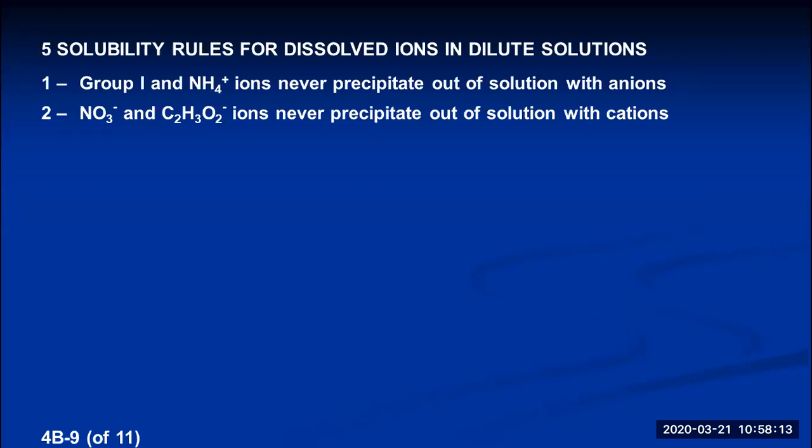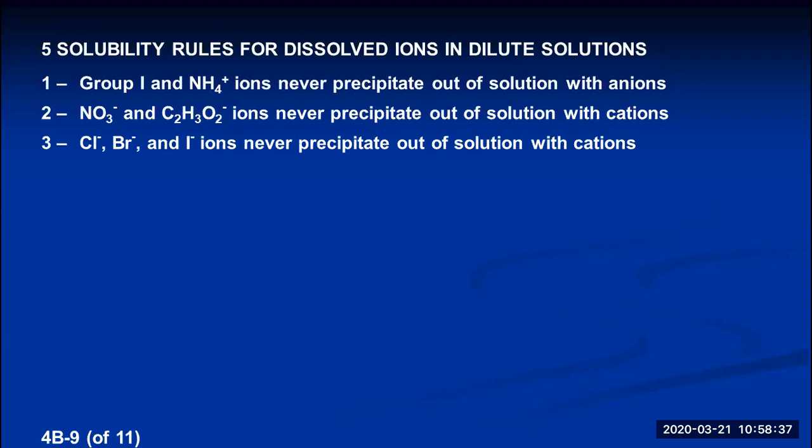Nitrate ions and acetate ions that are in solution never precipitate out with cations. How come these would never form a precipitate? Well, it's their charge. Their charges are only -1. They're the lowest possible charges possible. So they don't attract strongly to positive ions, so they won't stick to them, so they won't form solids, so they won't make precipitates.